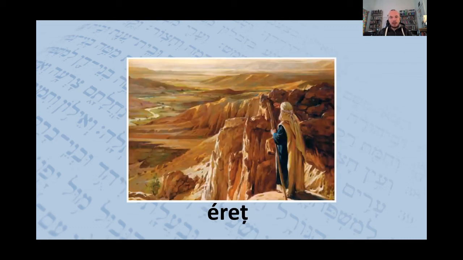Now have a go at pronouncing that word, which means the land. So you pronounce land in Hebrew, eretz, eretz. You can see the little T with the line underneath it means a ts sound. So the land in Hebrew is eretz.